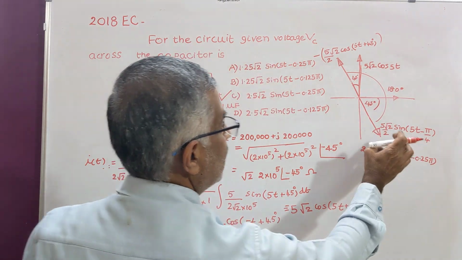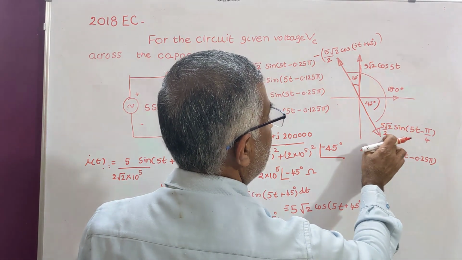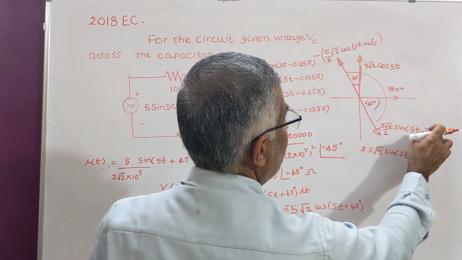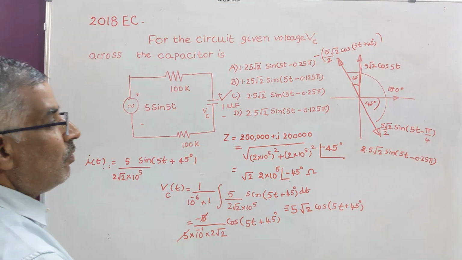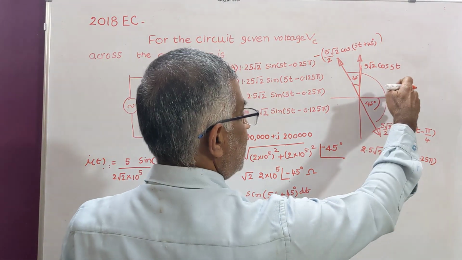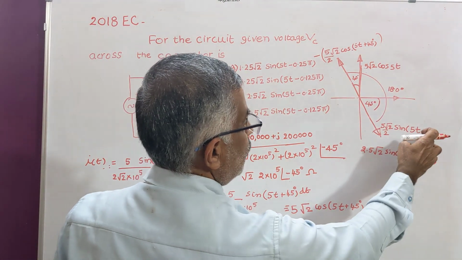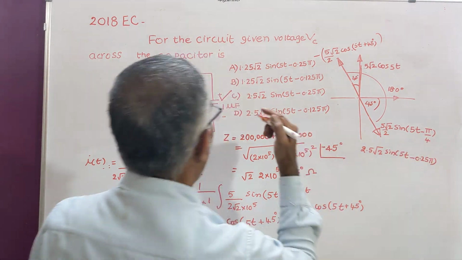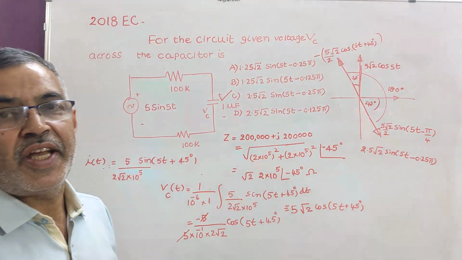That is why here I wrote 5 root 2 by 2 sine 5t minus pi by 4. Now, this is sine wave. So, this is lagging by 45 degrees. So, pi by 4 means 0.25 and answer is C. So, that ends the problem.